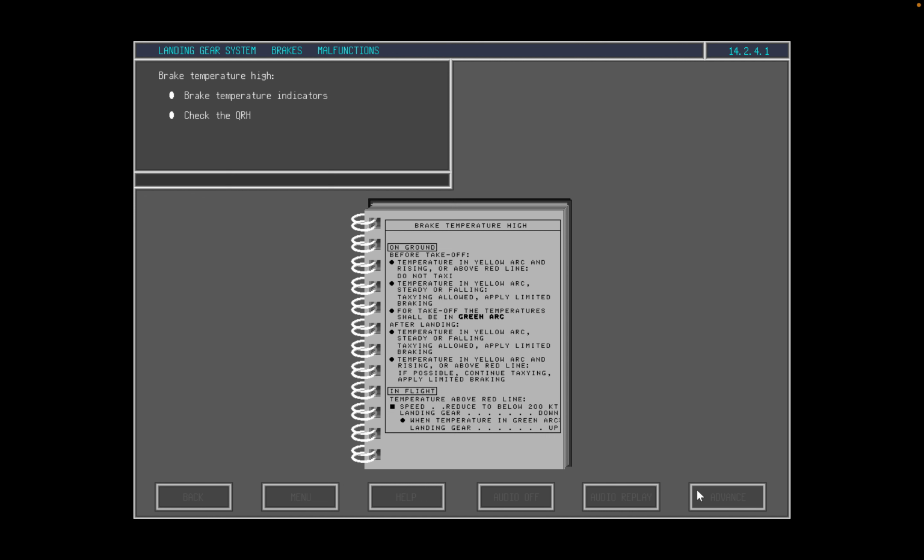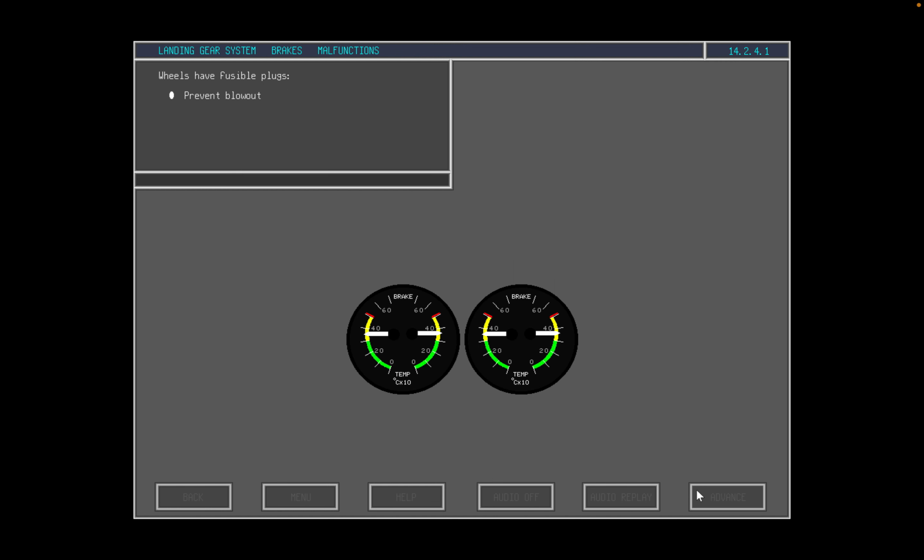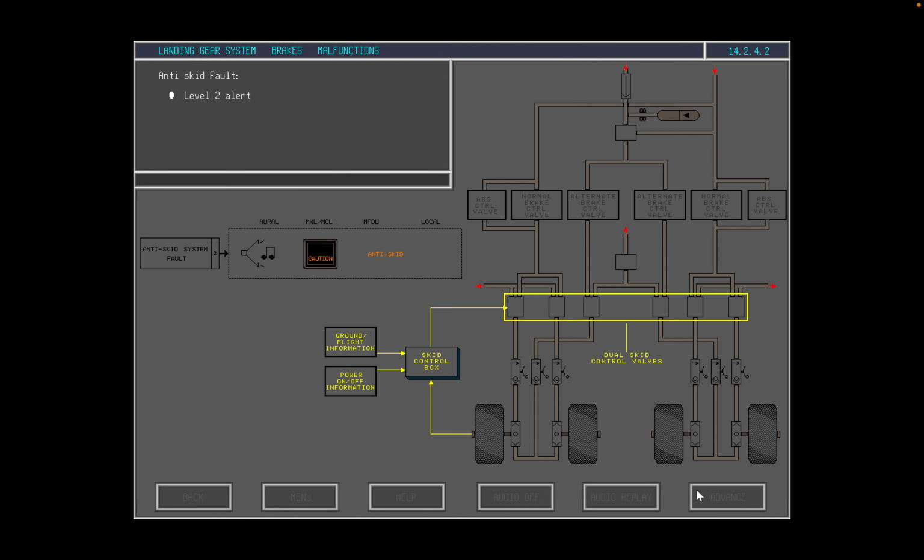The parking brake should not be used if brake temperatures are high. If brake temperatures remain excessive for extended periods of time, the wheel temperature could also become extremely high and result in a tire blowing out. To prevent this, each wheel has 3 fusible plugs which cause the tire to deflate in the event of prolonged high temperatures. If a fault occurs in the anti-skid mechanism, a level 2 alert occurs on the flight deck.